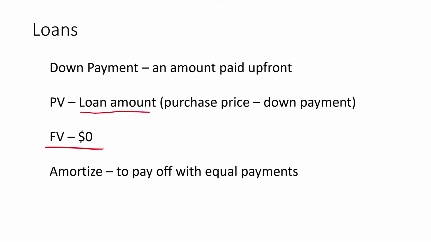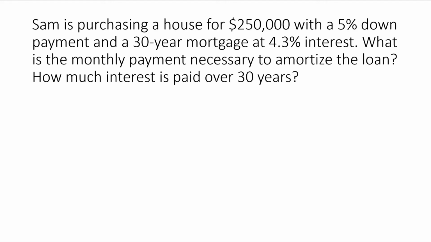And then a term you're going to see is amortize. Amortize means to pay off with equal payments. And that's what we're going to be doing with the TVM solver. The TVM solver can solve for the amortized payment, which means what is the payment that you need to make each time period to pay off the loan so that you get to $0 with the last payment. All right. So now that we know all that, let's look at an example.